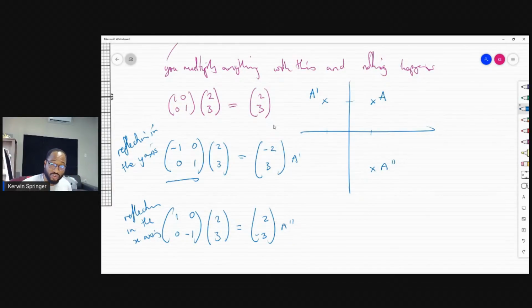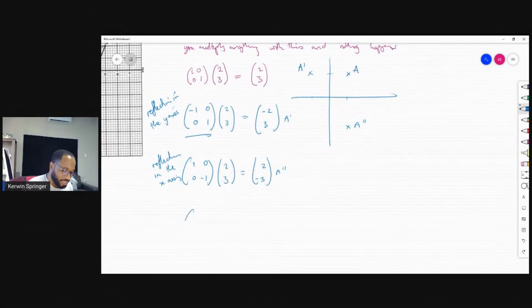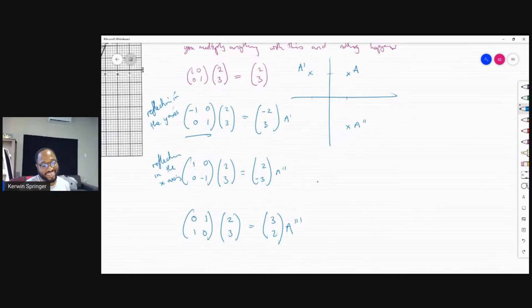And that's not all. You could do a whole bunch of wonderful things. Instead of switching the sign, you could switch the zeros and the ones. So I could start off with 0 and do it like this. And what we notice happening is that the points will actually flip, and you get 3, 2. Let's call that A triple prime. If the points flip like this, 2, 3 becomes 3, 2. So 2 would be here and 3 would be here. The new A triple prime will be somewhere here.